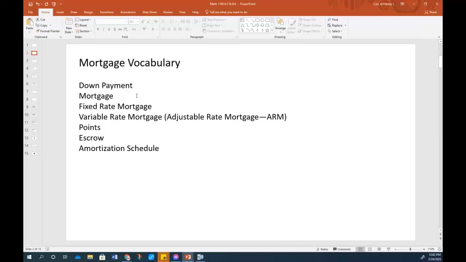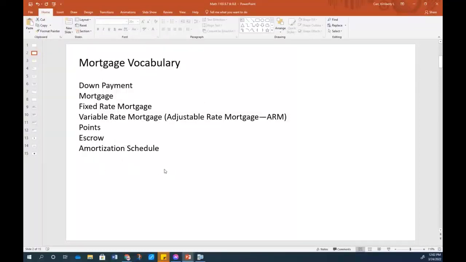They're not making money on that escrow account. It's just so that they can make sure that those payments get made. Now, they do adjust the escrow amount slightly if your taxes go up, or if your taxes went down, though they're not likely to, they would adjust that some.